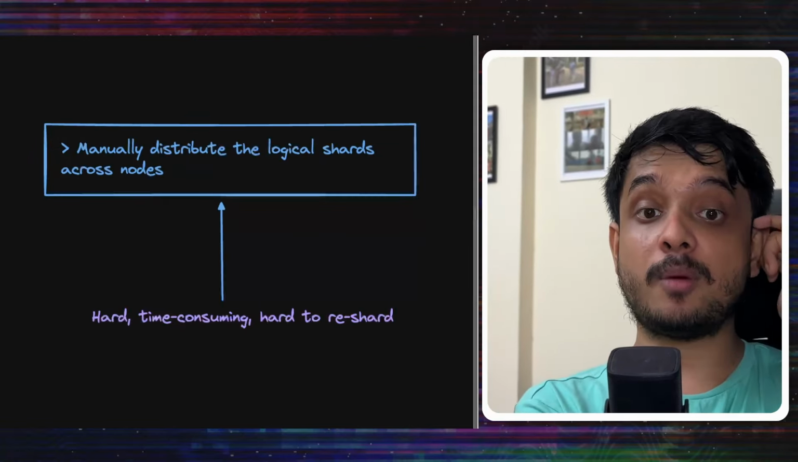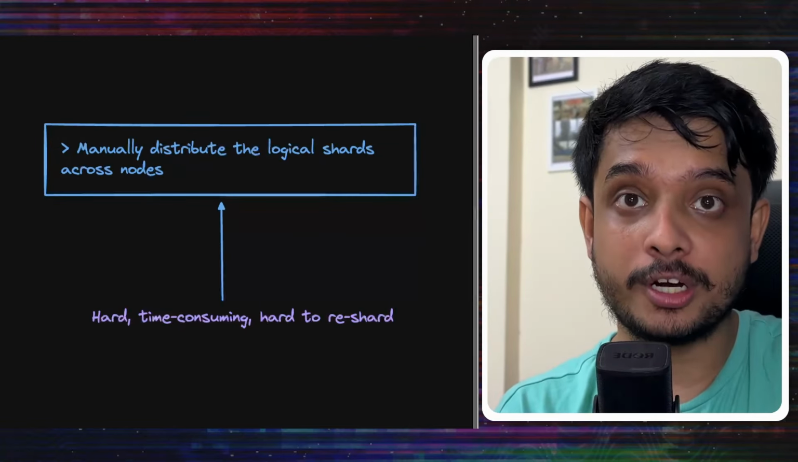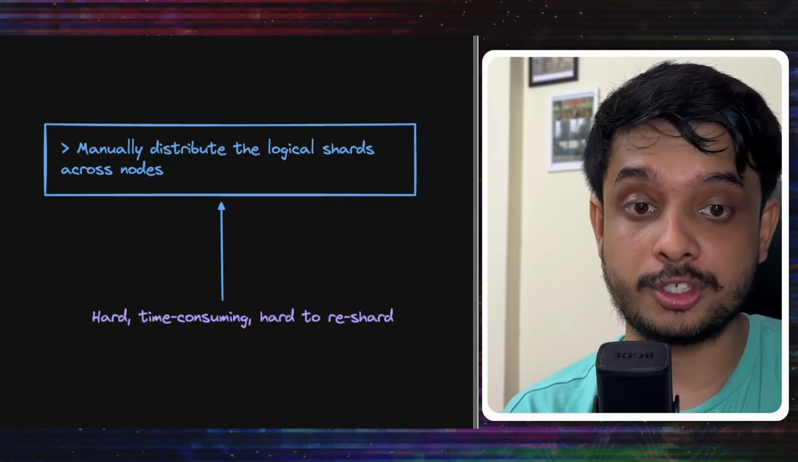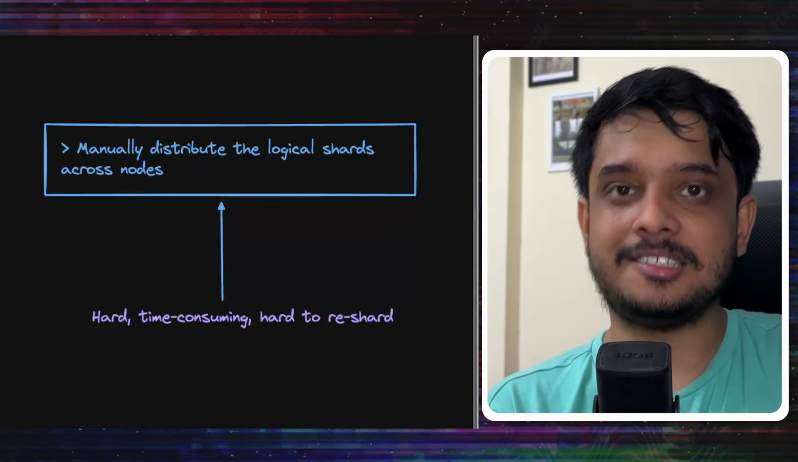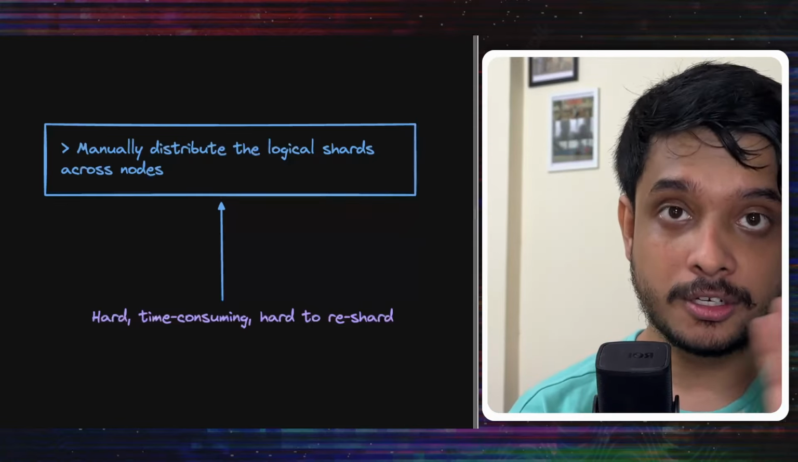So how did they solve this problem? Well, one option is to manually go over all the logical shards and put them into the physical shards so that they have good distribution. But this is complex, this is time taking, they would need to recalculate the whole problem every time they want to reshard. So we can't do that.